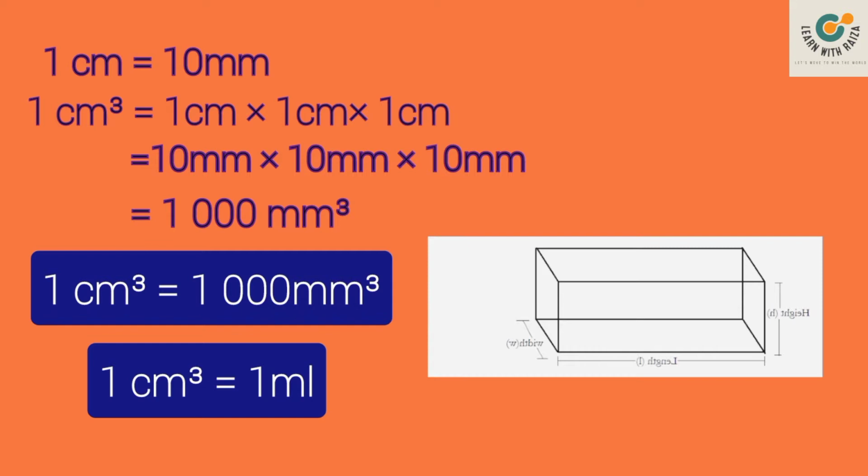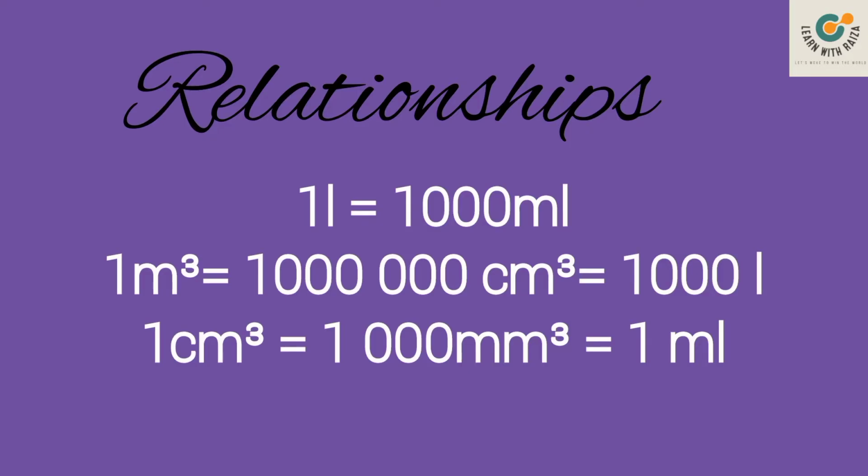So here are the relationships that you have to know before you go into the lesson liquid measurements. 1 liter equal 1000 milliliters. 1 cubic meter equal 1 into 10 to the power 6 cubic centimeters, and that is equal to 1000 liters. And the next is 1 cubic centimeter equal 1000 cubic millimeters, and that is equal to 1 milliliter.